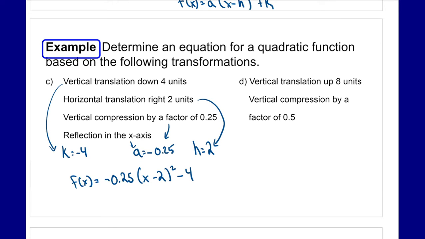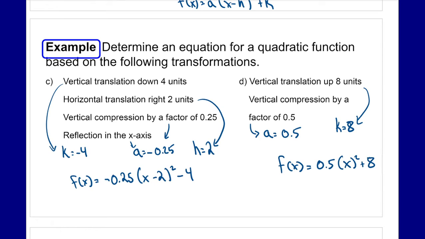For d, again, same idea. Vertical translation up 8 units means a k value of 8. Vertical compression by a factor of 0.5 means an a value of 0.5. Plug those two values into our general form for the quadratic. So 0.5 x squared plus 8. And that would be our equation.